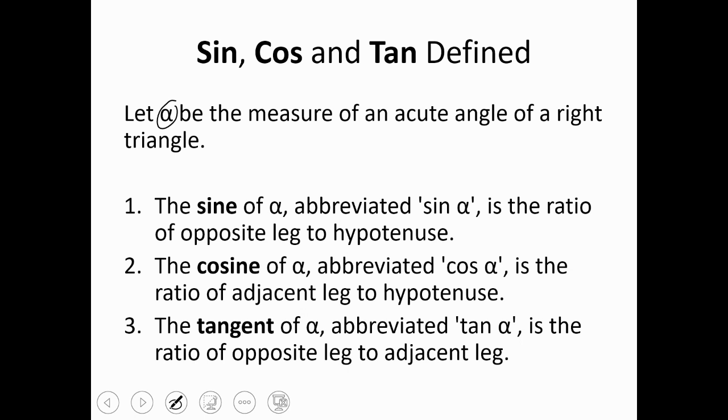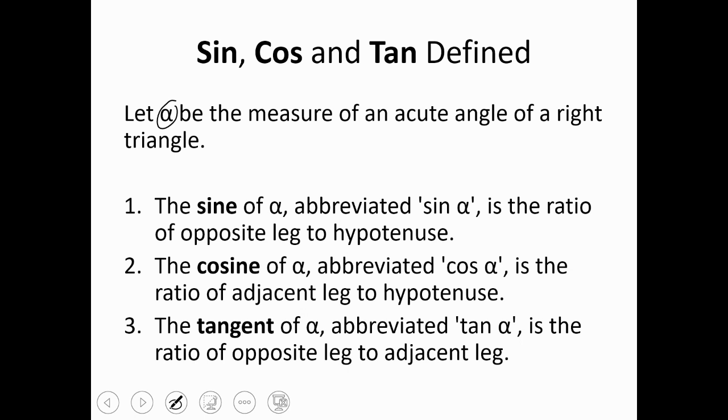Let's pause and think about what's been said here. There's an input and an output to this. There's what we take the sine of, that's the input, and then there's what the sine of it is, and that's the output. So what we take the sine of is the acute angle measure here called alpha. And the output is a ratio. What ratio is that? It is the ratio of opposite leg to hypotenuse from the point of view of angle alpha. And we'll see a picture in just a second.